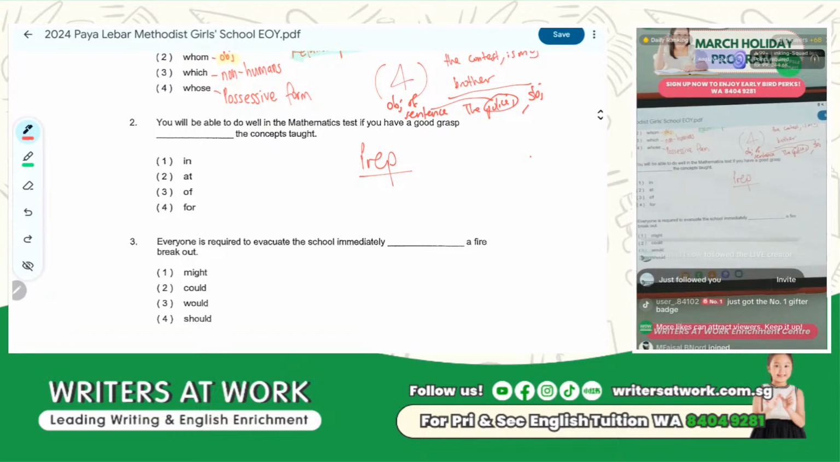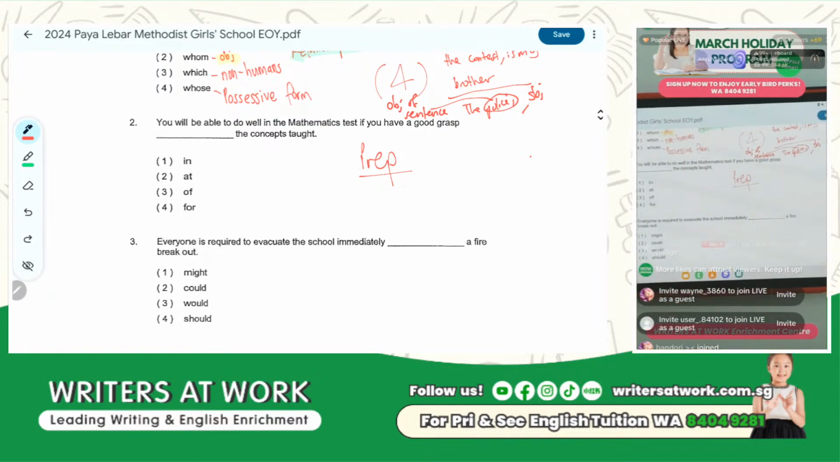Words that you use to show the position and the location of a particular object or person. Now let's take a look at the sentence.